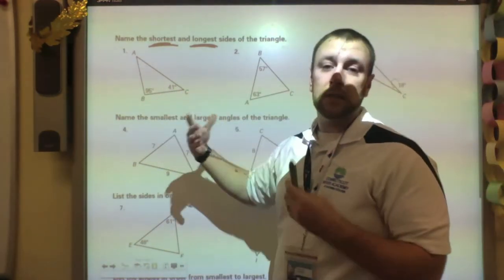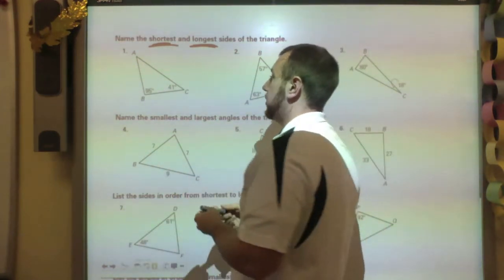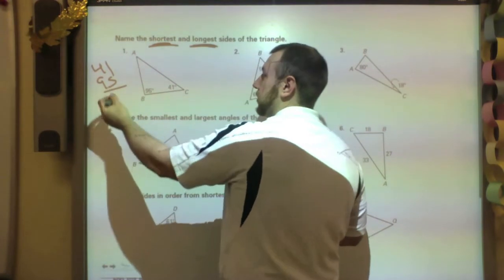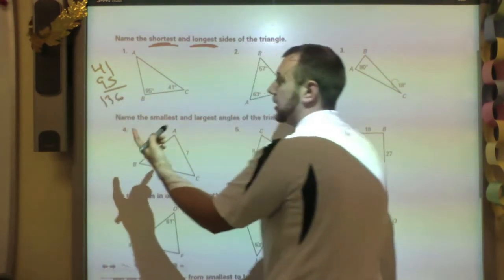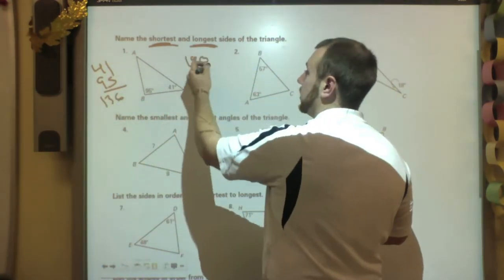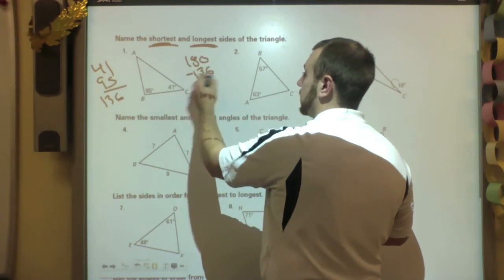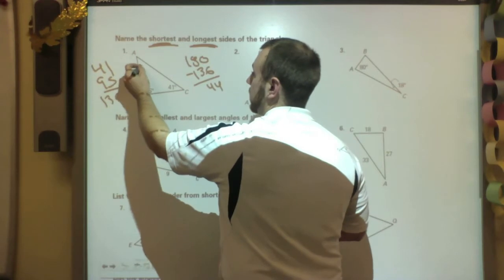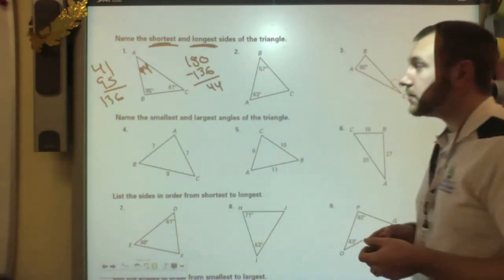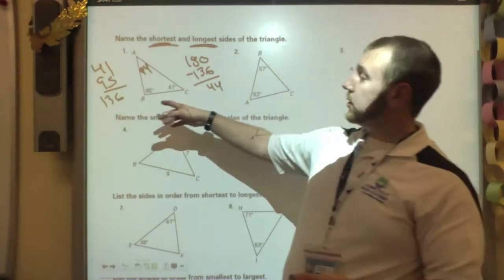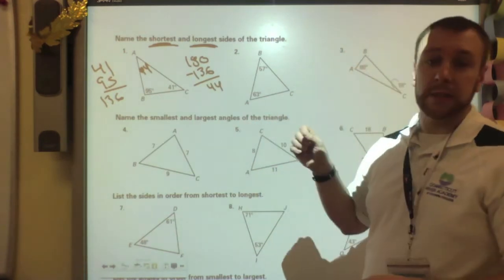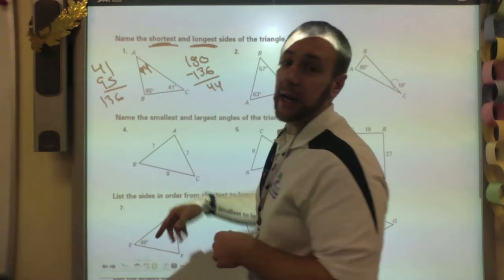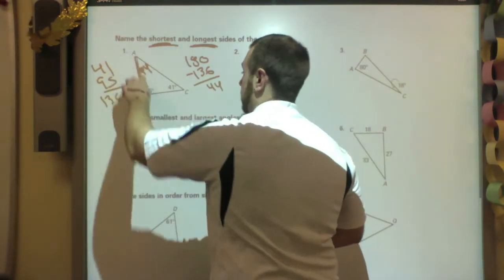Well, we can do that just by doing the 180. Okay? So we do 141 plus 95. I'll get 136. Then I do 180 minus 136. And I'll get 44. So this is 44 degrees. So now I look, okay, what is my smallest angle? Angle C is my smallest angle. So my smallest side is AB, across from it.